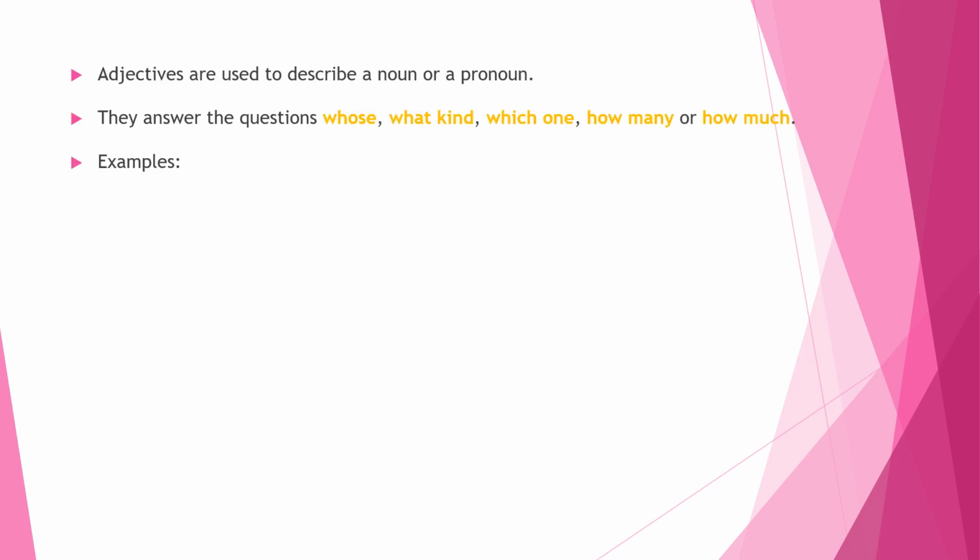Now we start with what are adjectives. Adjectives are the words which are used to describe a noun or a pronoun. They answer the questions whose, what kind, which one, how many, or how much. Let us see a few examples.